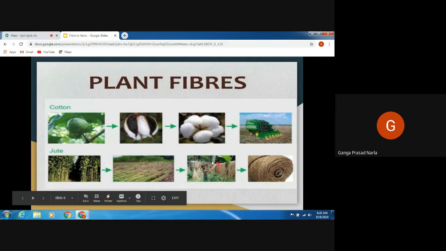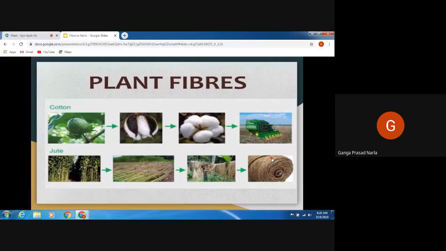This is how, third picture in the second row. And from those jute fibers they will prepare ropes or gunny bags. Observe the pictures carefully.